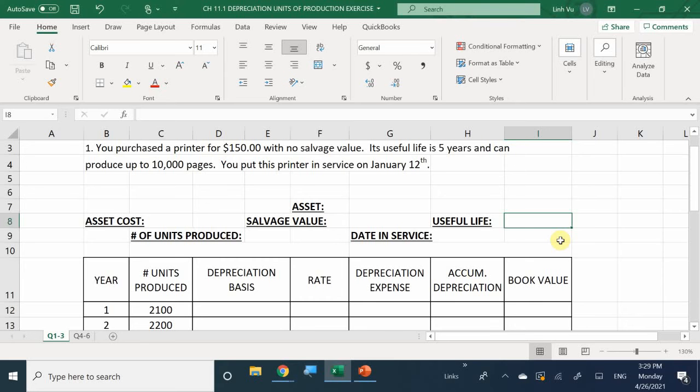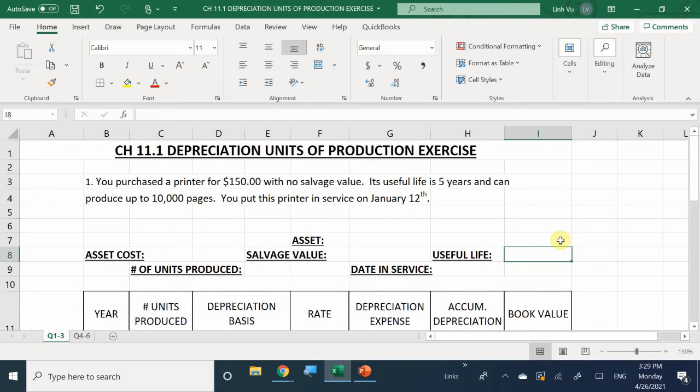So here, welcome back. We're going to be doing the chapter 11.1 depreciation units of production exercises. We have a total of 6 questions. Question number 1 says that you purchased a printer for $150, with no salvage value. Its useful life is 5 years and it can produce up to 10,000 pages. And of course, you put this printer into service on January 12th.